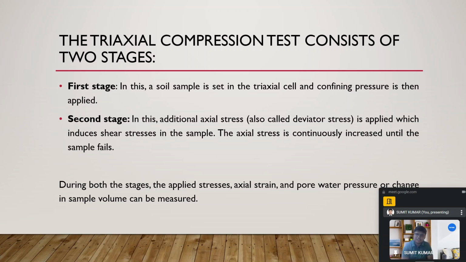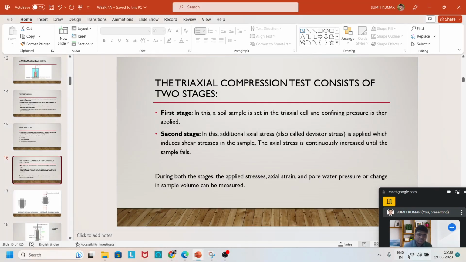The triaxial compression test consists of two stages, and we have discussed the first stage, what is happening in it. When we talk about the second stage, in this stage additional axial stress, also called the deviatoric stress, is applied, which includes the value of shear stress.